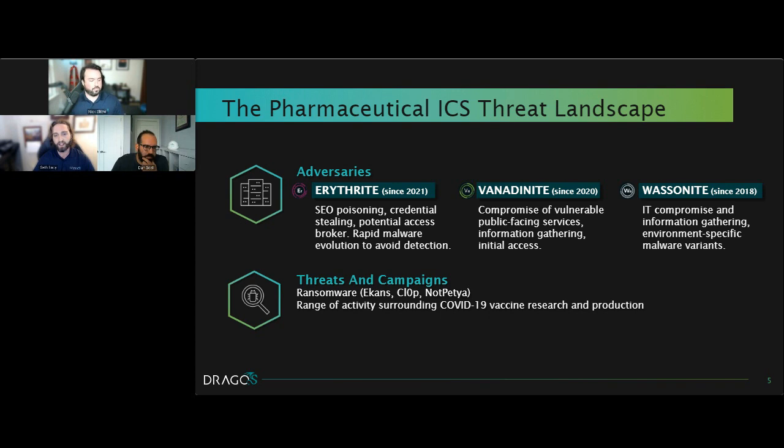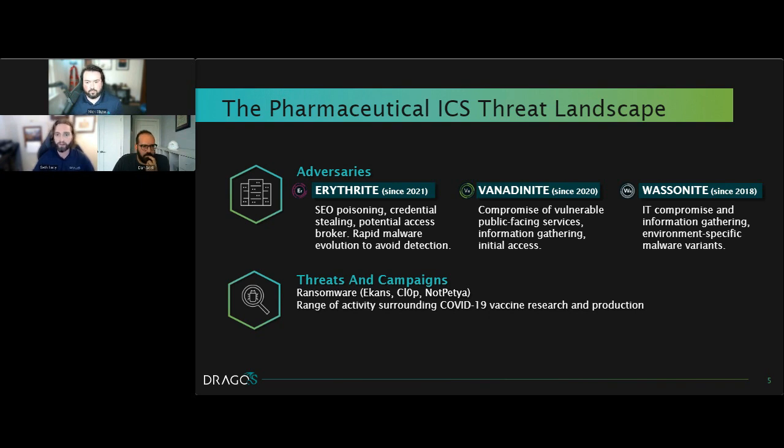And the last threat group I'd like to touch on is Wasanite. Very similar to Vanadinite: IT compromise, information gathering, stage one of the ICS kill chain. But one of their interesting variations is they deploy really environment-specific malware variants. They will build out malware variants that are tailored to a specific network. Part of that capability we've seen is proxying across network segmentation, building a specific variant that will take advantage of internal IP addresses and proxy communications from an internal portion of the network back out to the internet.